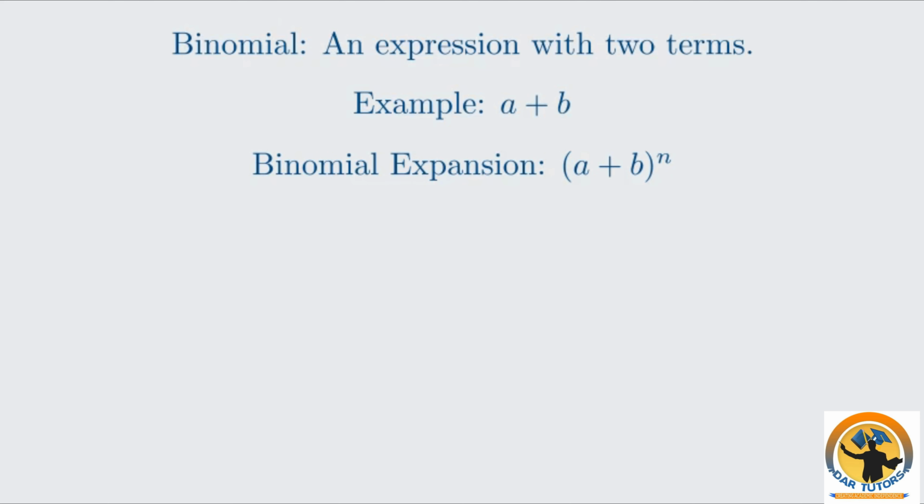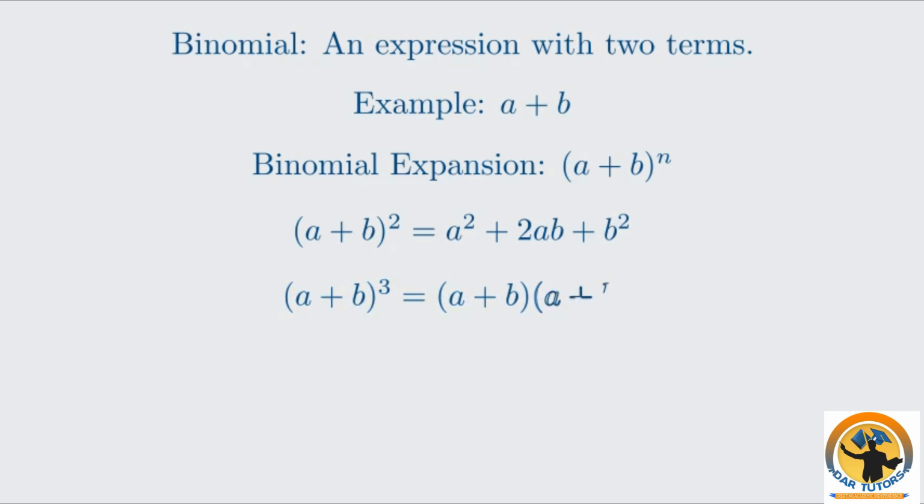For instance, a plus b squared. We know that a plus b squared expands to a squared plus 2ab plus b squared. But what about higher powers, like a plus b cubed? We can find this by multiplying a plus b by a plus b squared. So a plus b cubed is equal to a plus b times the expansion we just saw, a squared plus 2ab plus b squared. Now we distribute the terms.